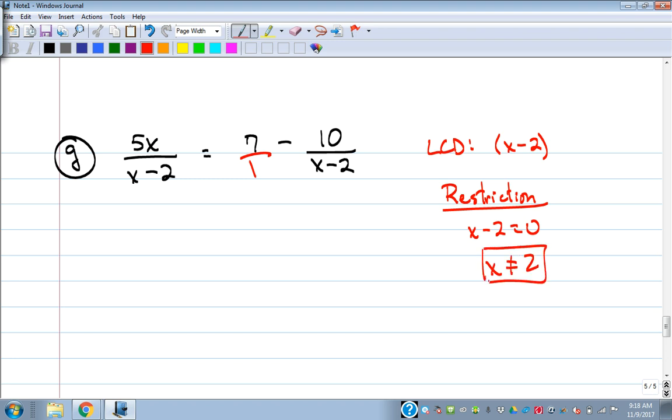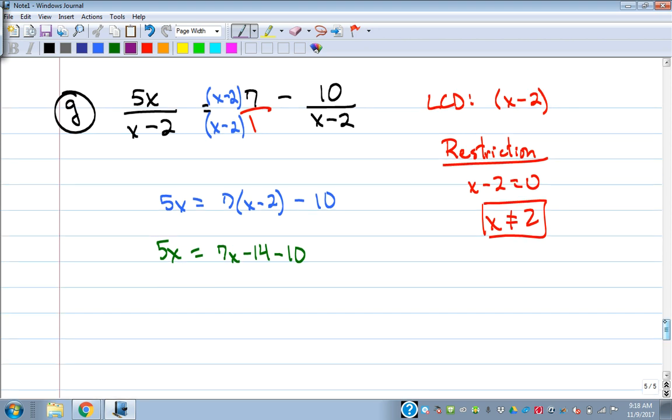And then fix; only one fraction needs fixing. It's the 7. What's it need? X minus 2 on top and bottom. So that's 5x equals 7 times x minus 2 minus 10. We're going to work this one out. 7x minus 14 minus 10. Our job's to get x by itself. We don't have to get this one equal to 0 because it doesn't have an x squared in it.